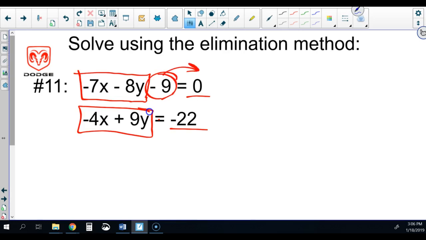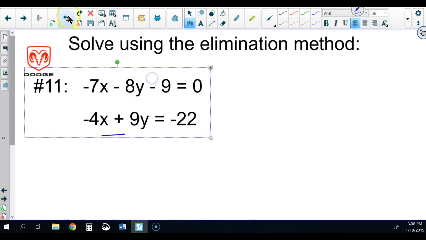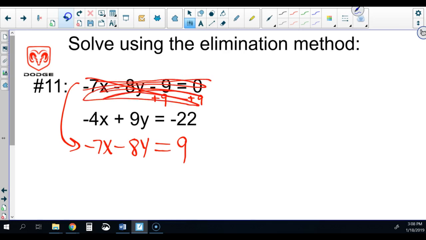I need to get this -9 across to the other side. The way I do that is by canceling it out from the left side. I'm going to cancel out the -9 by adding 9 to both sides. So now this new equation, it's going to move down here, is -7x minus 8y equals +9. Now the two equations are both in standard form. I don't need that one at all anymore. So here are the two equations I'm looking at. -4x plus 9y equals -22, and -7x minus 8y is 9.